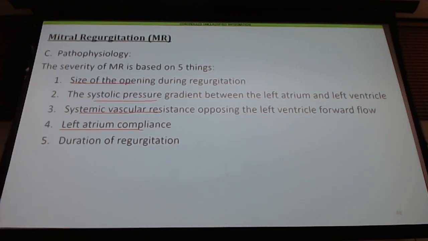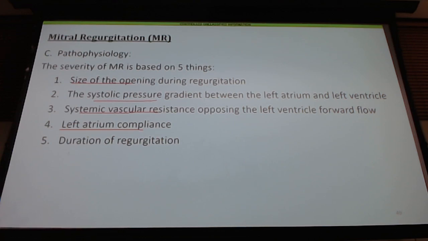And then left atrium compliance. What that means is, how willing is that atrium going to be to stretch out to accept all of this volume to keep that pressure lower, versus a stiff atria where just putting 5 milliliters of fluid in that area is going to rapidly increase that pressure? It's not going to accommodate that volume, so that pressure is going to rapidly increase. Okay? So that's left atrium compliance and how that can factor into the amount of regurgitation there.